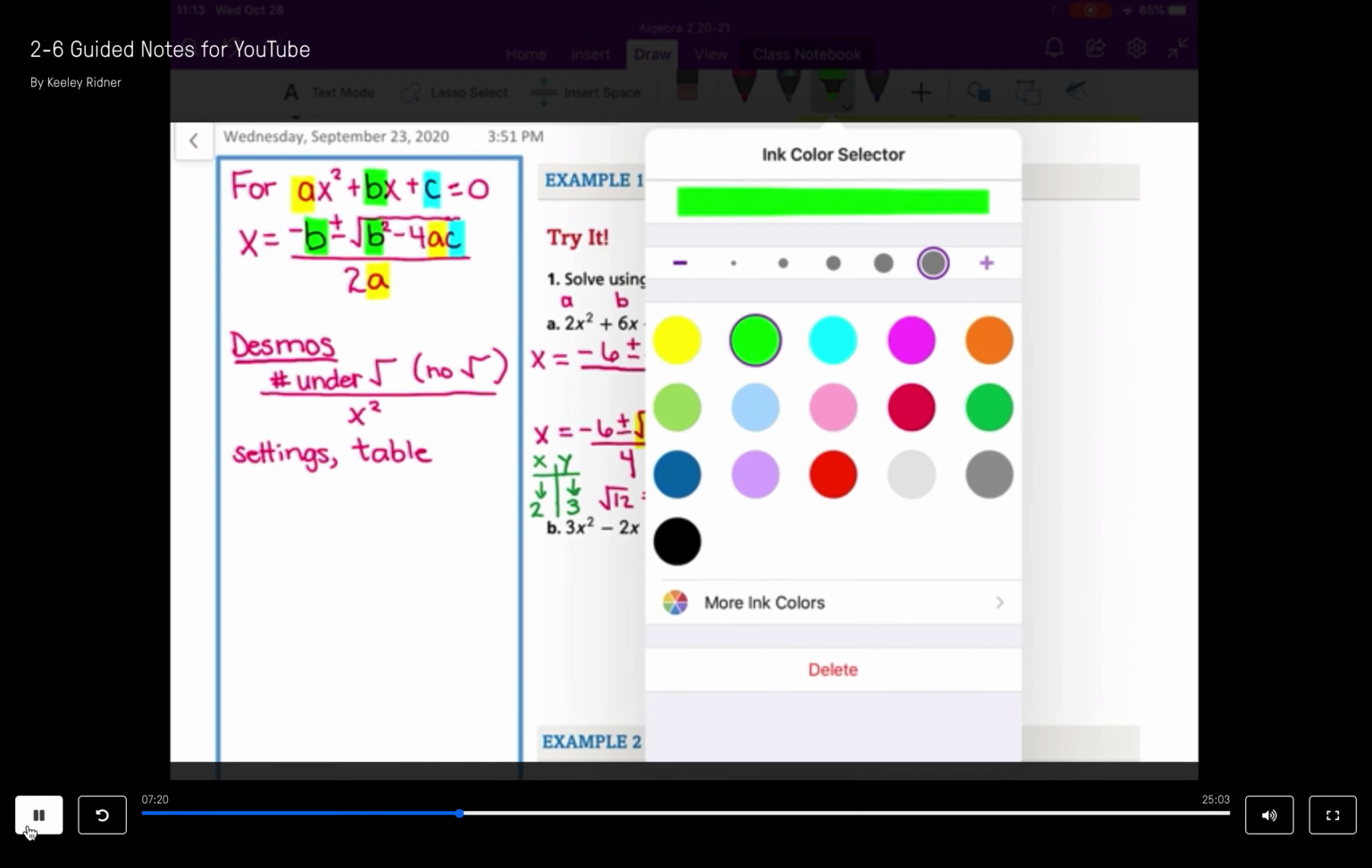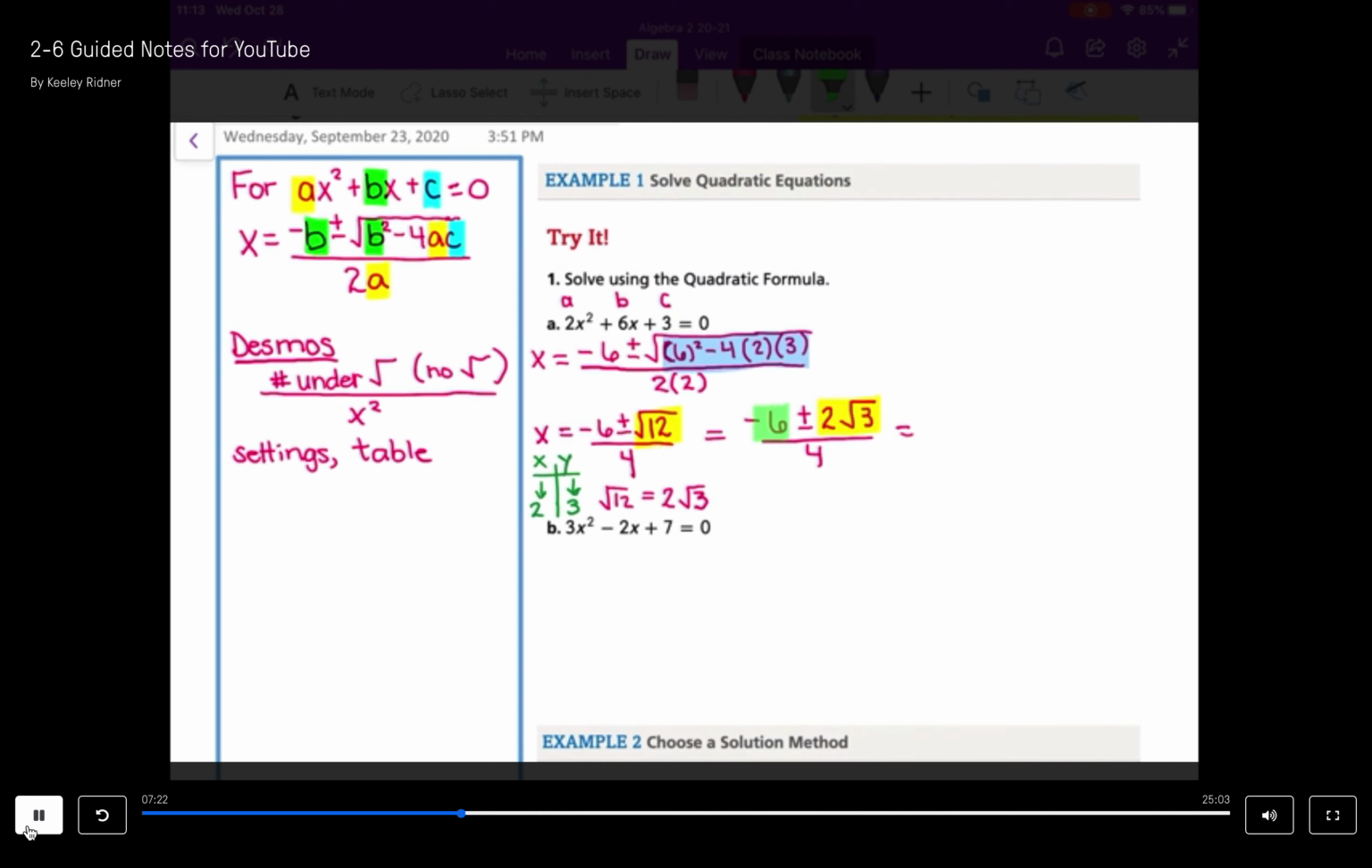So now, if I look here, here, and here, I will notice that all of those things are divisible by 2. So I'm going to go through and divide them by 2. -6 divided by 2 is -3. 2 divided by 2 is 1, so 1 square root of 3. And 4 divided by 2 is 2. This is my final answer.